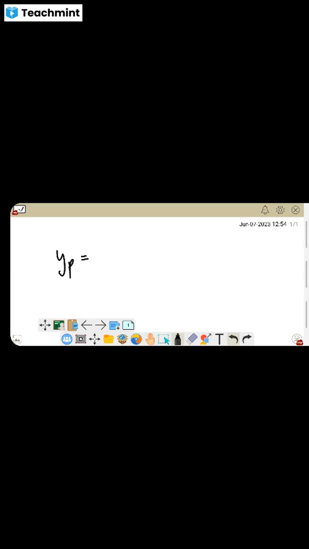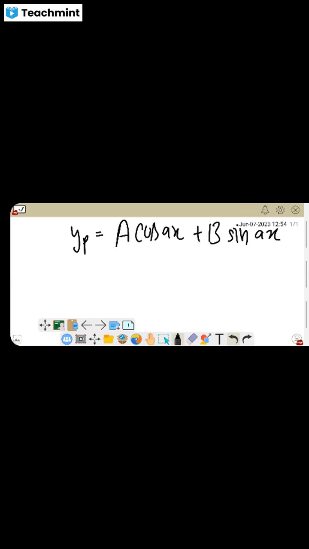Then yp is a cos ax plus b sin ax. We take it as y, because we are using it for PI. That is why we do this by using this p.